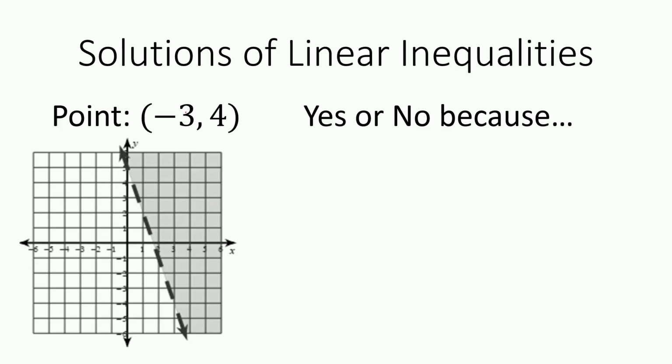So I'm going to go over here, and we're looking at the point (-3, 4). When I plot (-3, 4), it's right here, not in the shaded area. So that must not be a solution, because the point's not in the shaded area. It's that simple. So when I'm looking at solutions of linear inequalities, if it's in the shaded area or on a solid line, it's a solution. If it's on the dashed line or simply not in the shaded area, then it's not a solution.